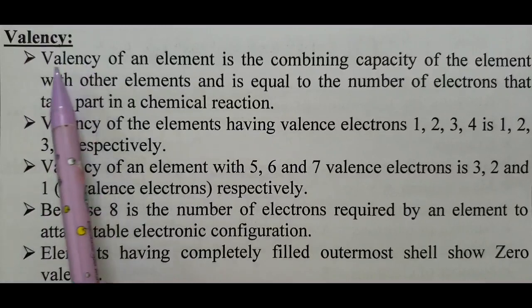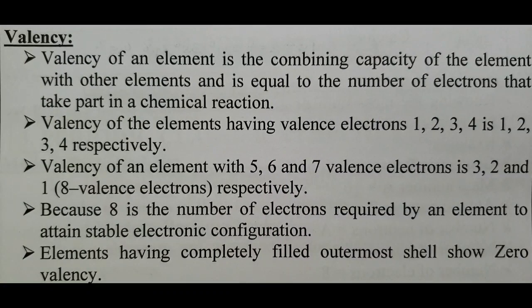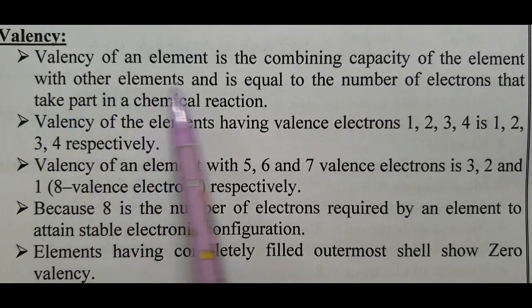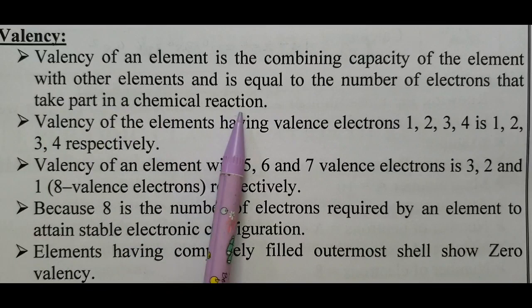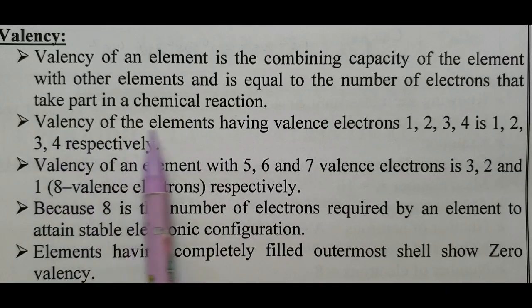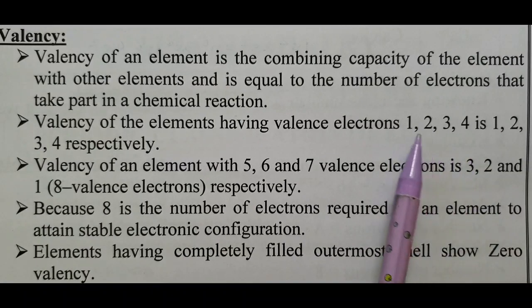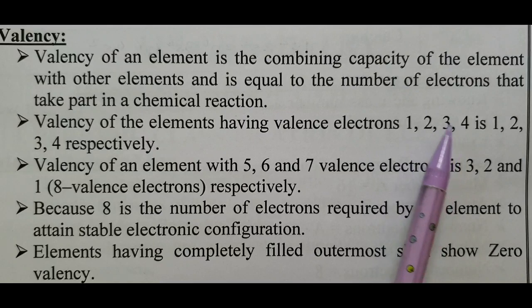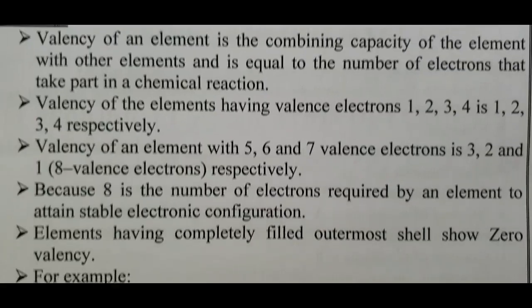Valency. Valency of an element is the combining capacity of the element with other elements and is equal to the number of electrons that take part in a chemical reaction. The valency of elements having 1, 2, 3, 4 valency electrons is 1, 2, 3, 4 respectively. Alkali metals, alkaline earth metals, boron group elements and carbon group elements: valencies are 1, 2, 3, 4.